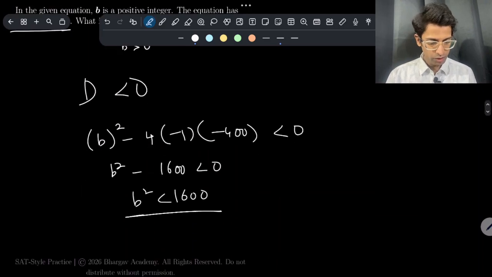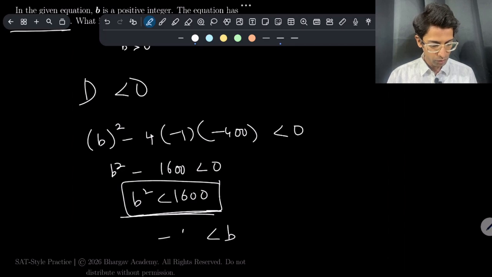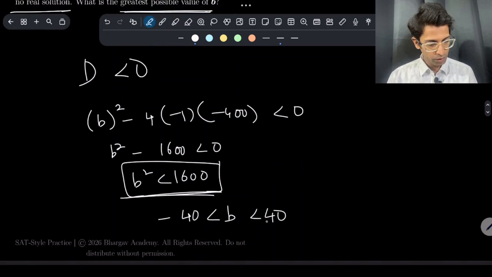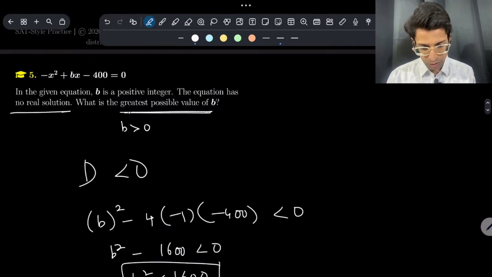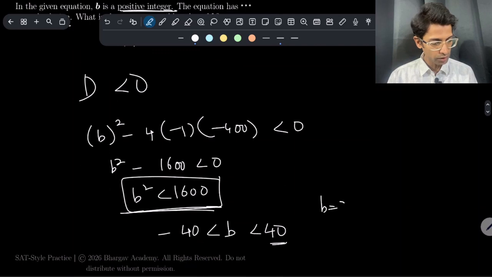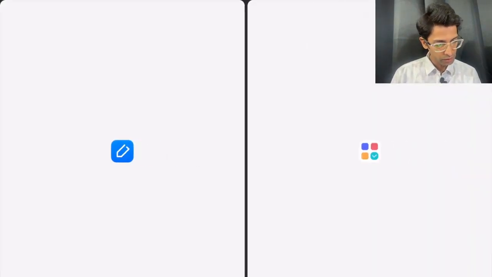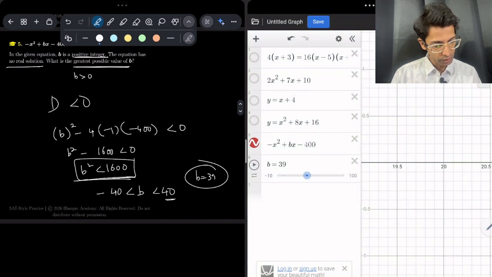If I see an inequality like this, I should know that it lies between minus 40 to plus 40. So I know what is the greatest possible value of b. B should be less than 40 and b is a positive integer. So the only possibility is b has to be 39. Now let's see if our answer matches, if Desmos is helping us in any way. From the algebra we have found that the answer is 39.